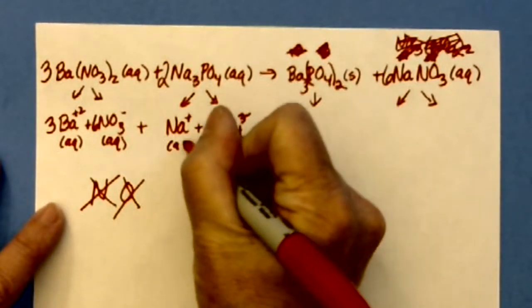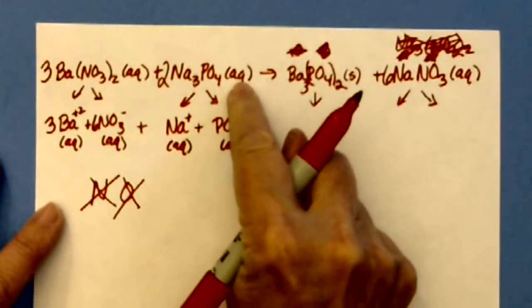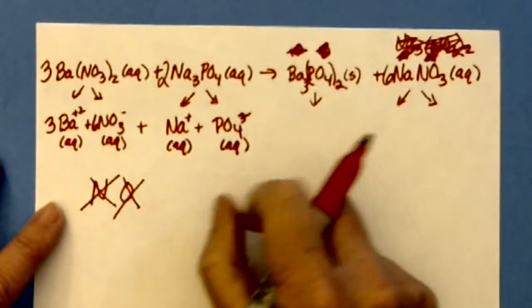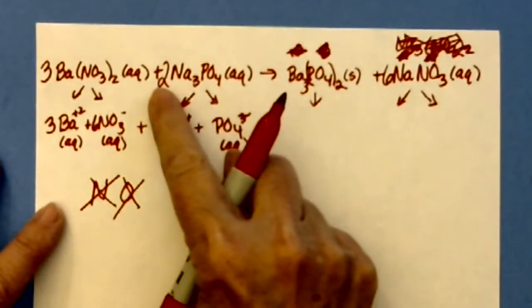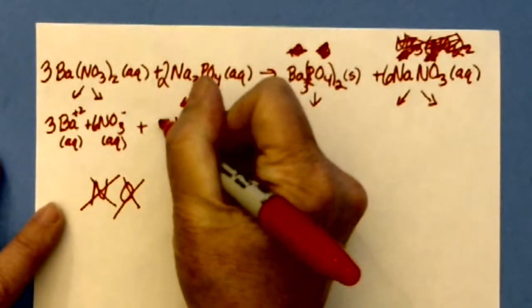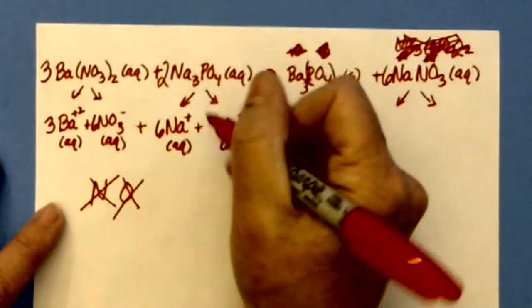And these are both aqueous. And for space, I'm going to write mine below. You can write them next to it. How many sodiums and how many phosphates do I get when this breaks apart? Well, I actually get 6 sodiums and 2 phosphates.